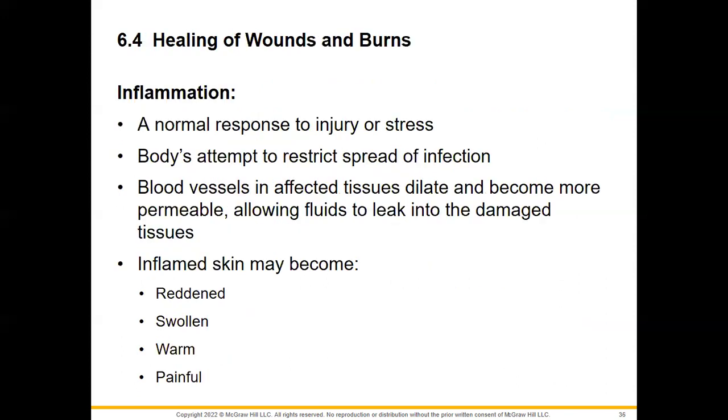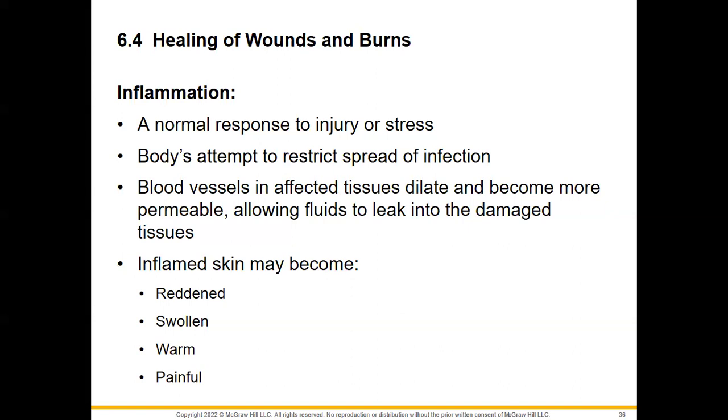All right, inflammation. Inflammation is a process that the body absolutely wants to happen. In everyday speech, you usually hear about people taking anti-inflammatories because they want to stop the inflammatory process, but know that inflammation is desired. Whenever you have damage, there's inflammation that helps to heal the area. Inflammation is a normal response to injury or stress. It is the body's attempt to restrict the spread of infection and to heal tissues.